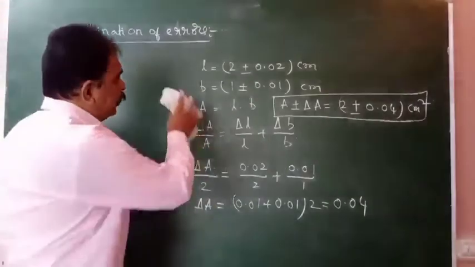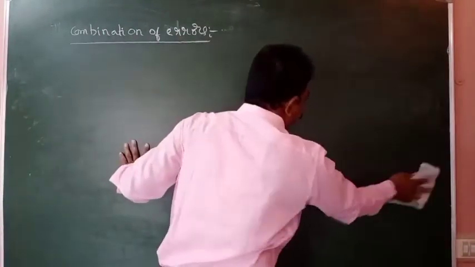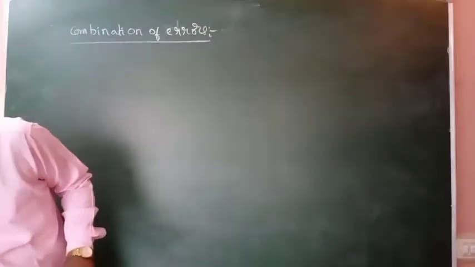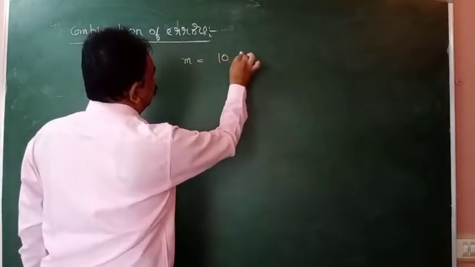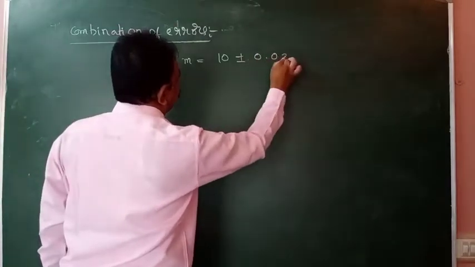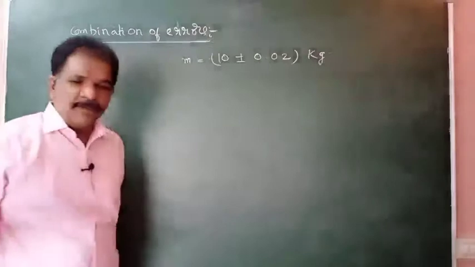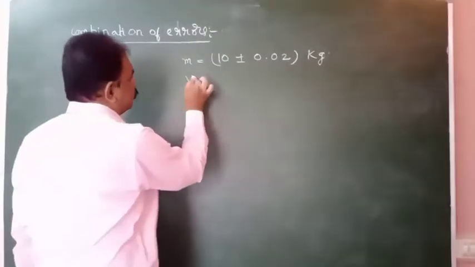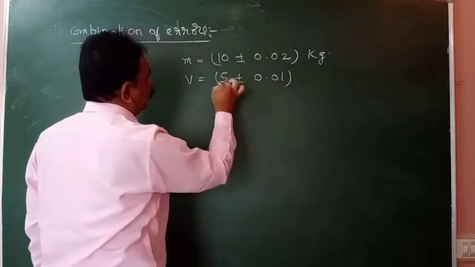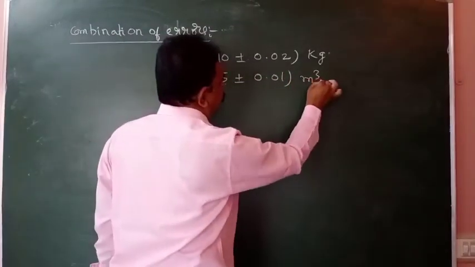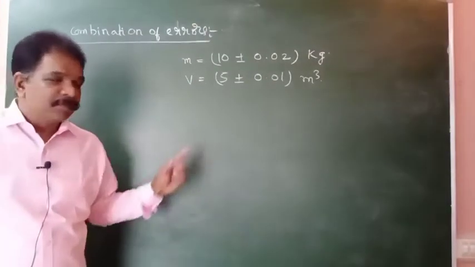Next, in division, M is equal to 10 plus or minus 0.02 kg. For example, volume is equal to 5 plus or minus 0.01 meter cube. Find density.